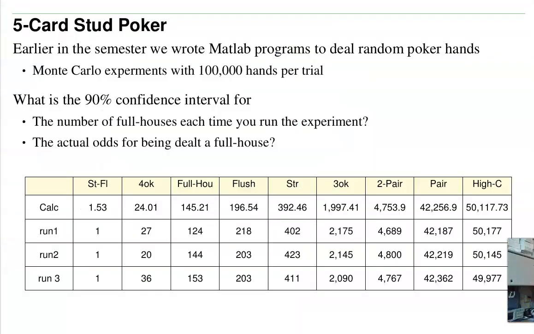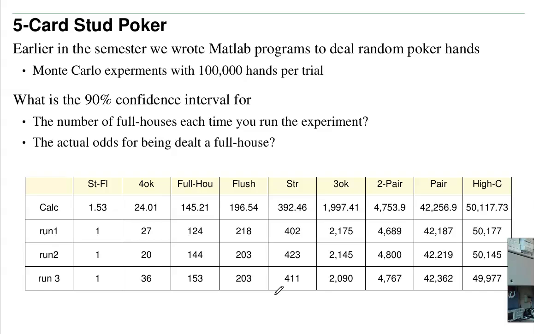Increasing that to 100,000 hands and counting how many times I get a straight flush, four of a kind, full house, and so on. This is what we calculated using combinatorics. Well, if I do a Monte Carlo, I can count how many times I got a straight flush, four of a kind, full house, and so on.